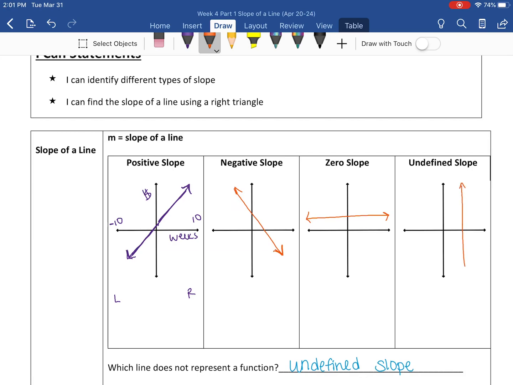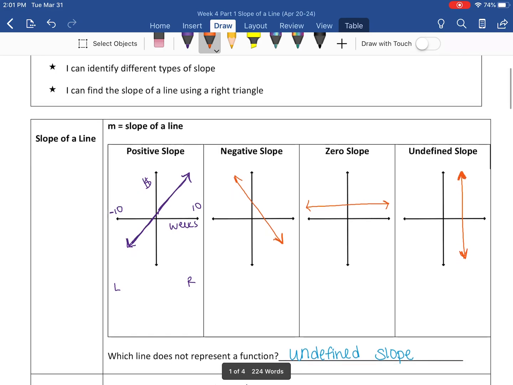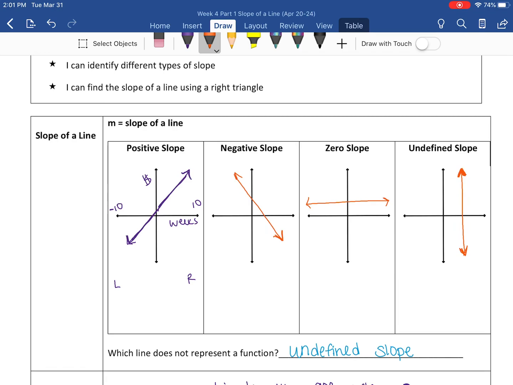An undefined slope is when it's up and down or vertical. Okay, undefined slope is not actually a function. So which line does not represent a function? Our undefined slope doesn't represent a function.